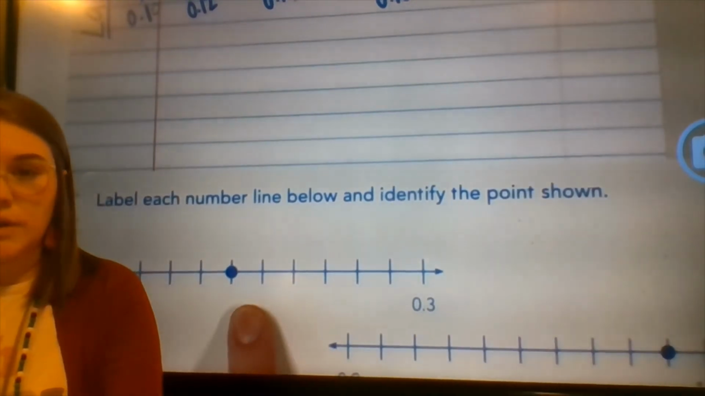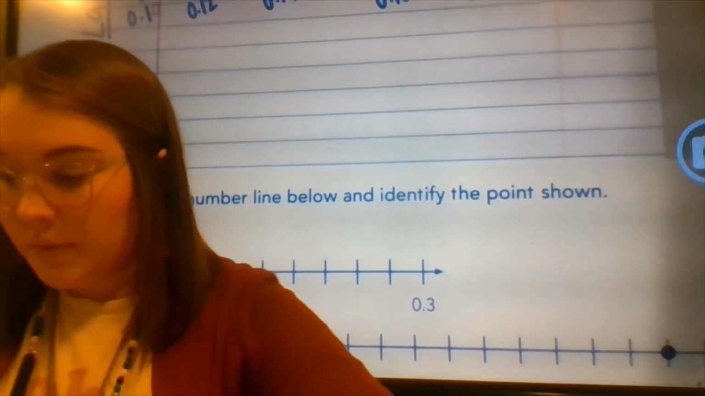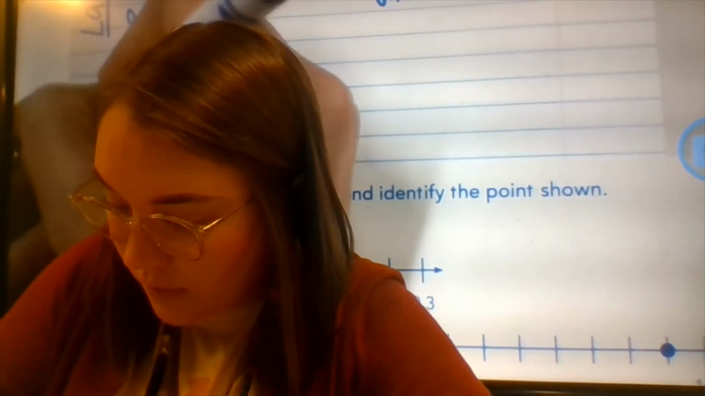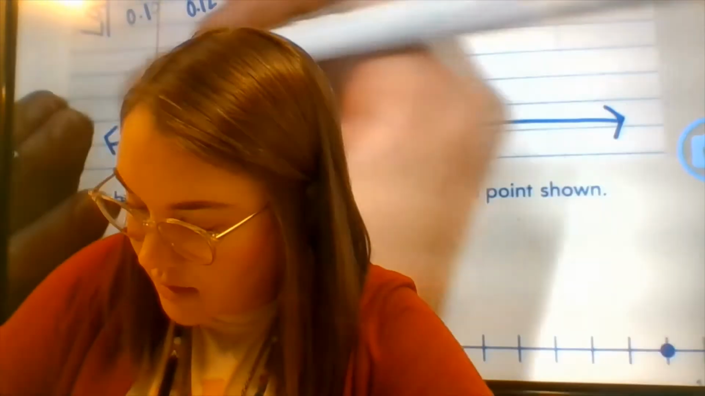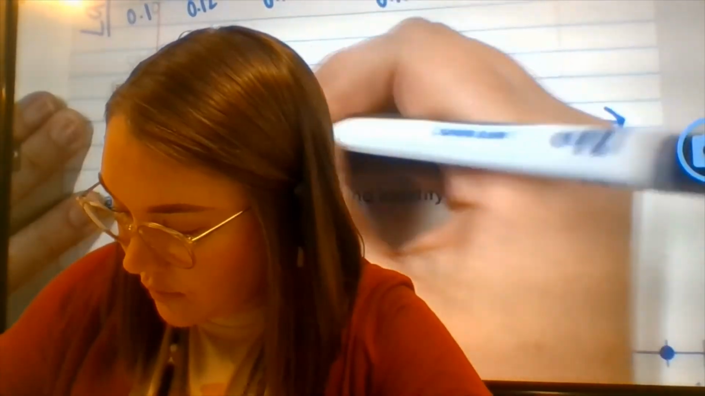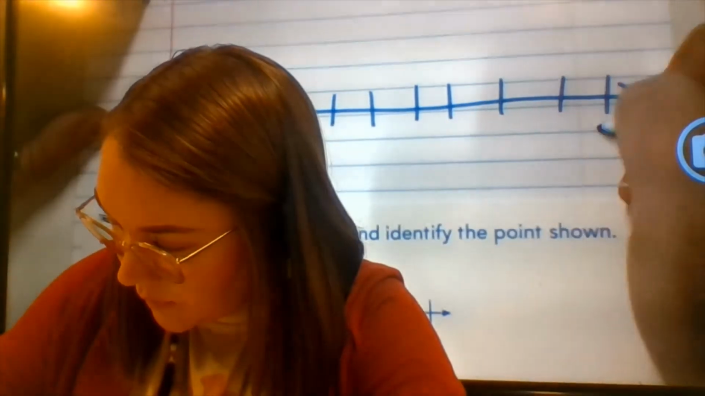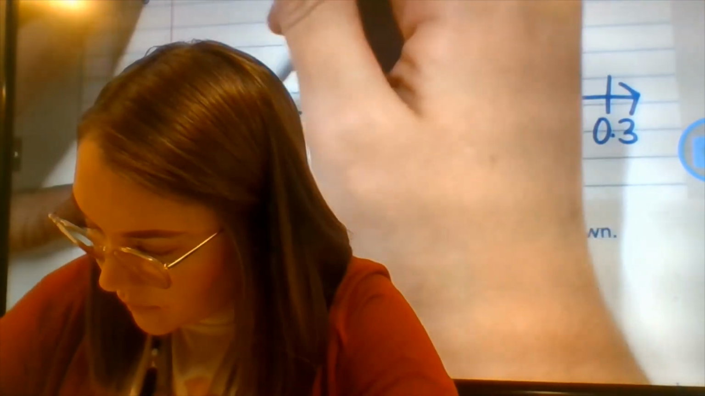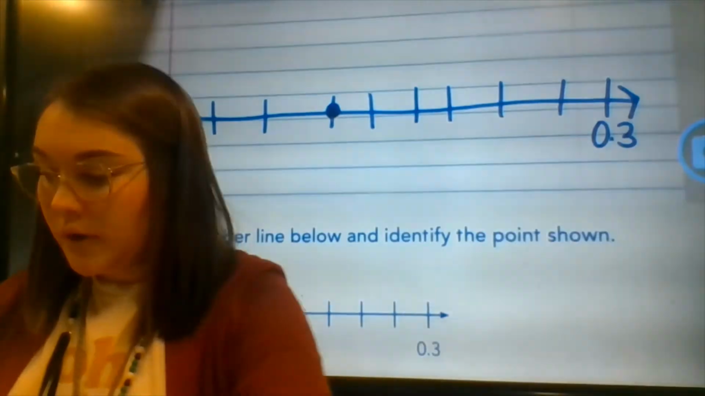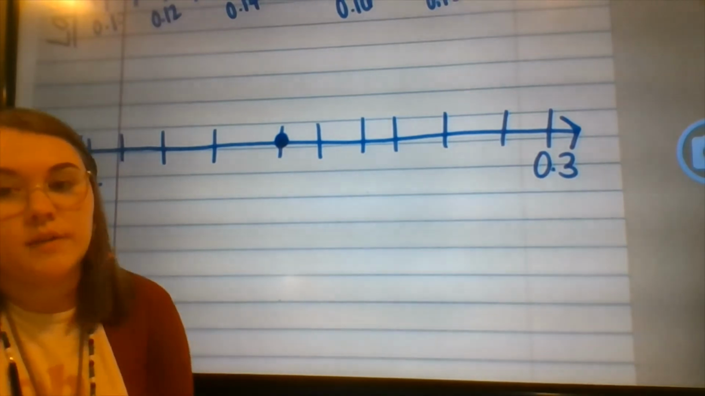So we're going to copy this one onto our paper. Let me copy it real quick, and then I'll let you see my paper. Make sure you're leaving some space when you do your number lines because you're going to need it. Okay, I want you to draw that on your paper. If you need to pause the video for some time, please feel free to pause the video.